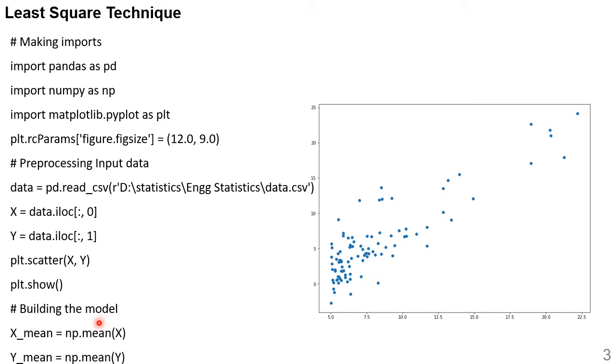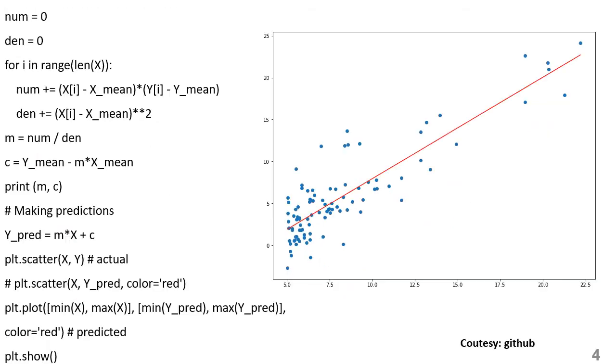To build the model, we need to find the mean of the value. That we have done using np.mean of x. Similarly, we need to find the mean value of y, np.mean of y. It is the straight line fit we are going to have. Straight line equation is always given by y is equal to mx plus c. So we need to compute the slope and the intercept values m and c.